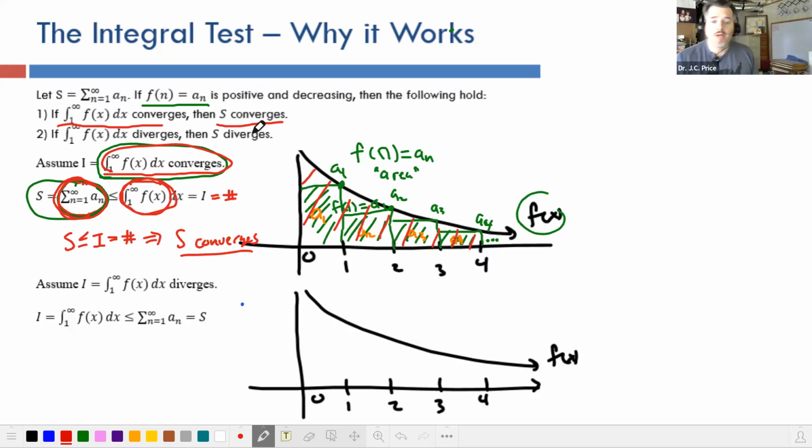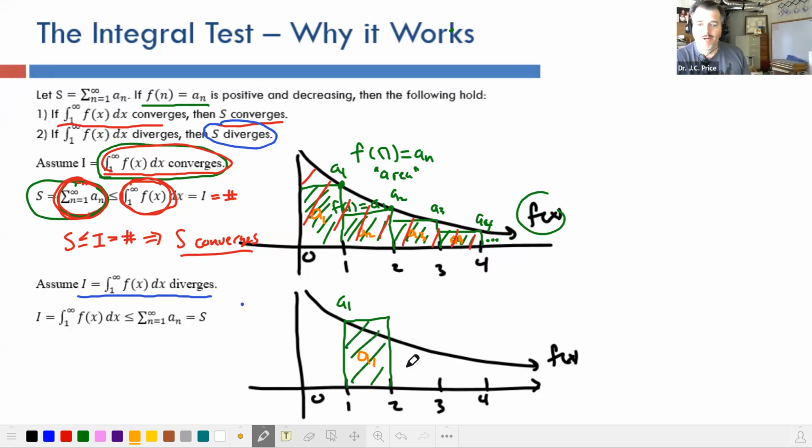And going the other way, the same thing sort of happens. So down here, we'll assume now that the improper integral diverges, and we want to conclude then our series has to diverge. And so why is that the case? Well, notice here's height a sub 1 again. And now this time, instead of going to the left, we're going to go to the right. So the rectangle lies above it. And so that area, again, is just a sub 1 times 1, which is a sub 1.